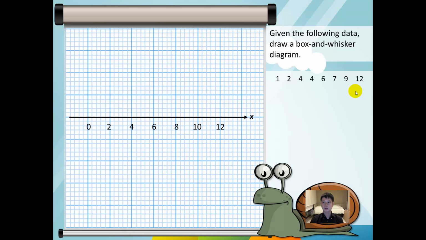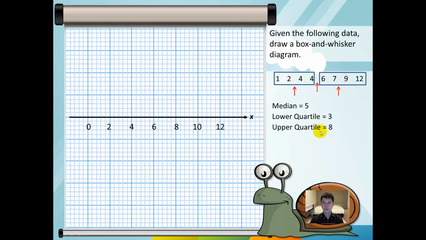First, we must find the median. Do you know where is the middle? Yes, it is between 4 and 6, and hence the median is equals to 4 plus 6 divided by 2, which is equals to 5. To find the lower quartile and the upper quartile, we will need to divide this into half again, and the lower quartile will be here, which is equals to 2 plus 4 divided by 2, which is 3, and the upper quartile will be given by 7 plus 9 divided by 2, which is 8.